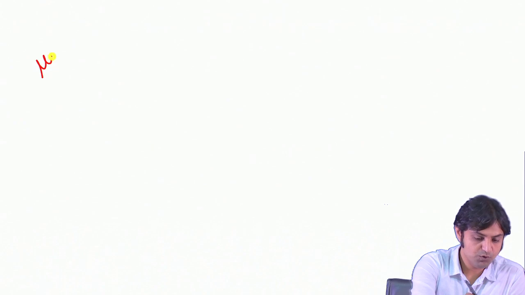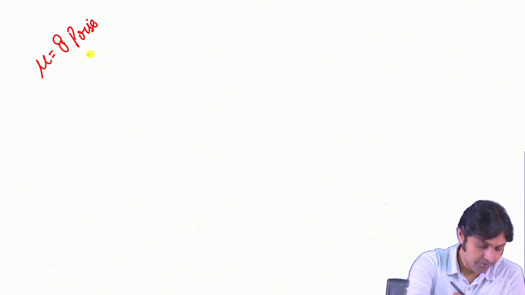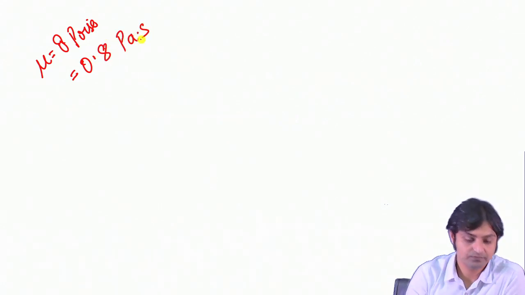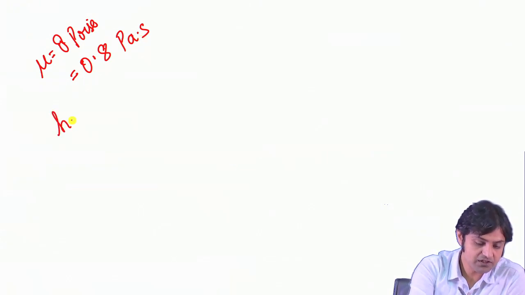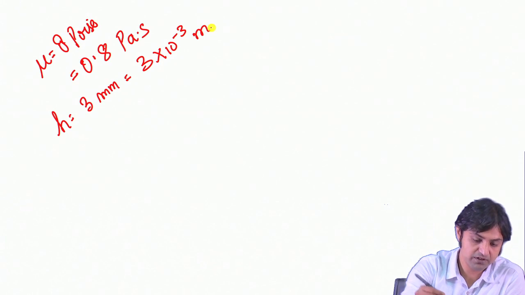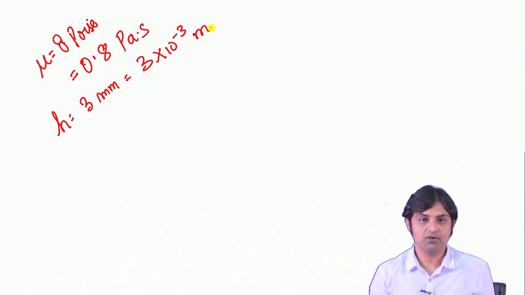So resuming, mu is 8 poise, and in terms of Pascal second it is 0.8 Pascal second. Simple conversion. H is given in the question as 3 millimeters or 3 into 10 to the power minus 3 meters. This is quite important to note down, because now I have a new screen.